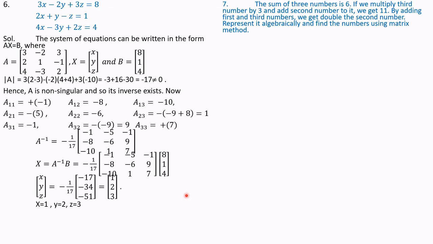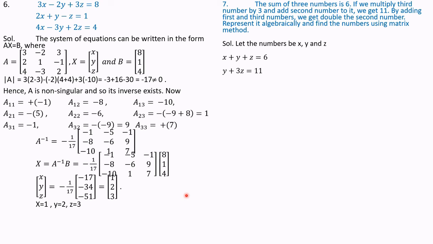By adding the first and third numbers, we get double the second number. Represent it algebraically and find the numbers using the matrix method. Let the first number be x, the second number be y, and the third number be z. Therefore, we get x plus y plus z is equal to 6, as given.